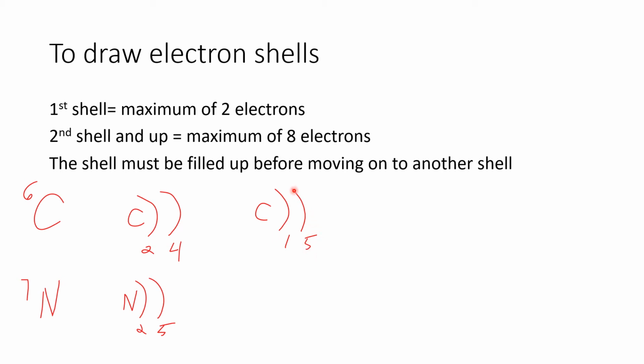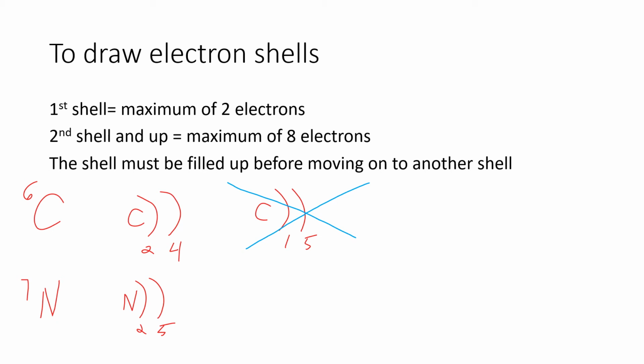Because the rule says you cannot draw another shell if that previous one is not completely filled up. And so that first shell, to be completely filled up, it needs 2, and you only drew 1. So this representation right here is incorrect because that first shell was not filled up completely.